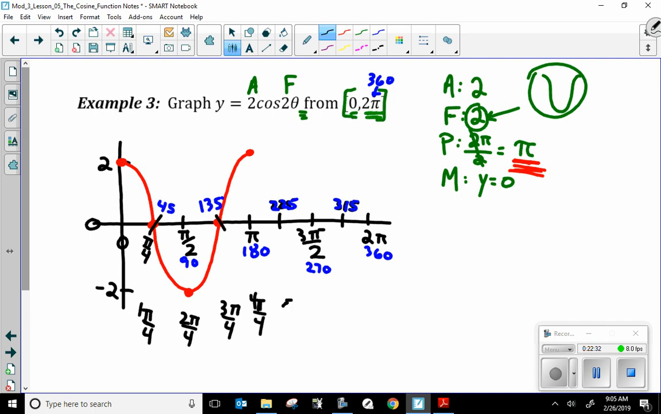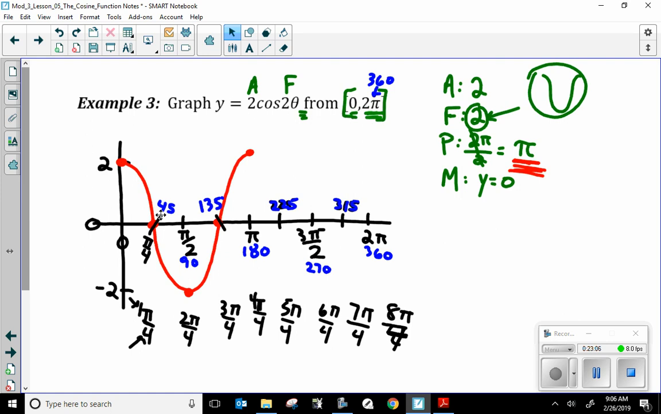And I could just keep on going. 5 pi over 4, 6 pi over 4, 7 pi over 4, and 8 pi over 4. Okay, look at it. We just increase our pi by 1, and they all stay over 4. So we can kind of just go down there. Now, if that confuses you, convert it to degrees. That's fine. There's nowhere in this problem that says you have to label your axis using radians. They give you radians. That's all fine and dandy, but it doesn't say you have to label it in radians. I just did both.